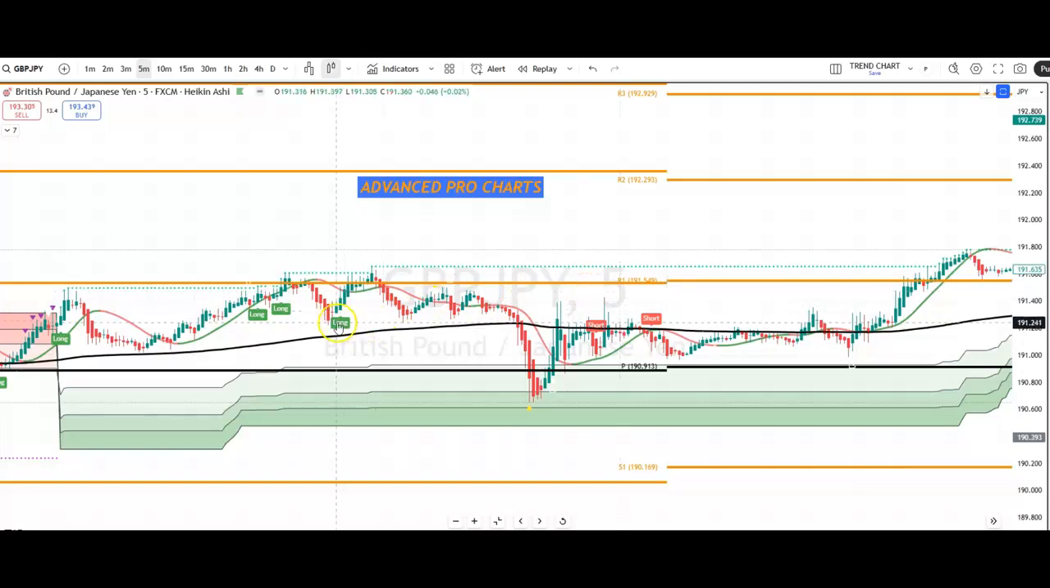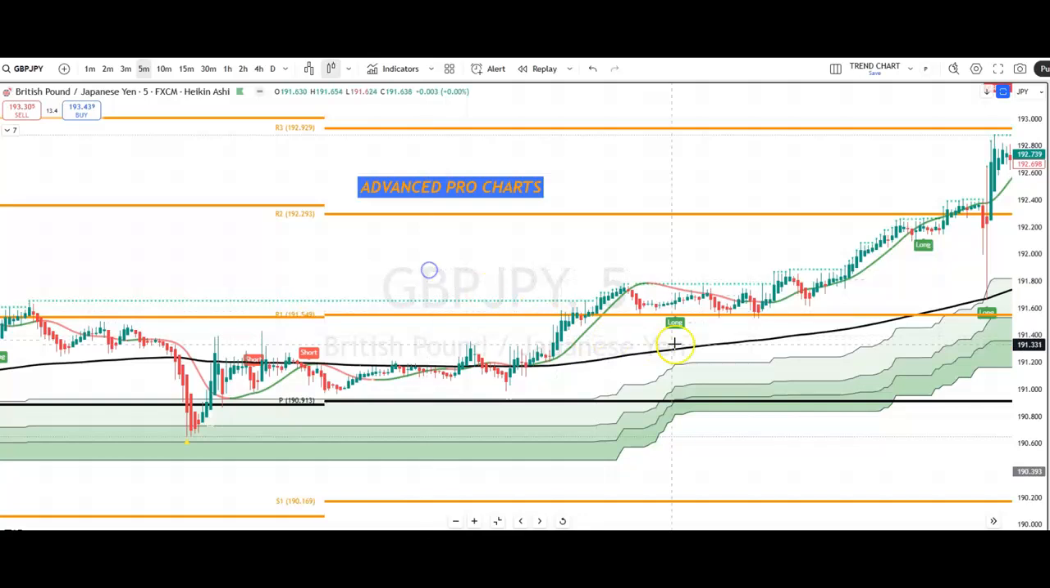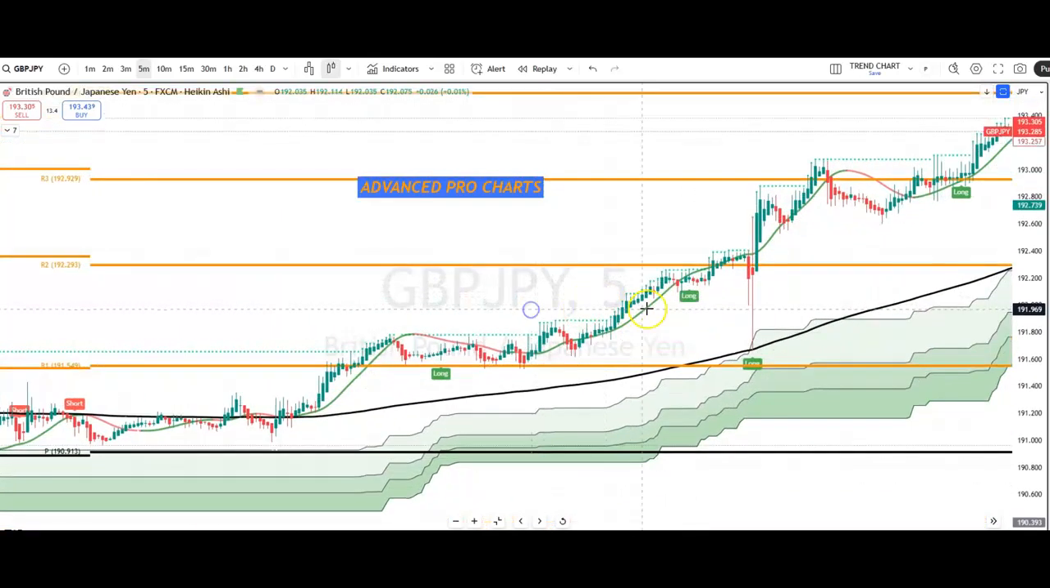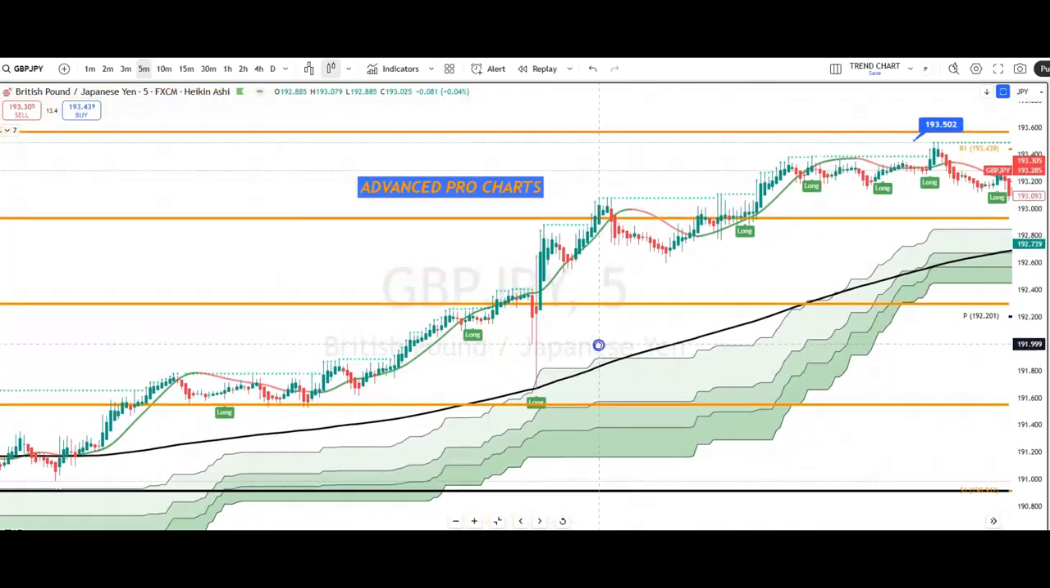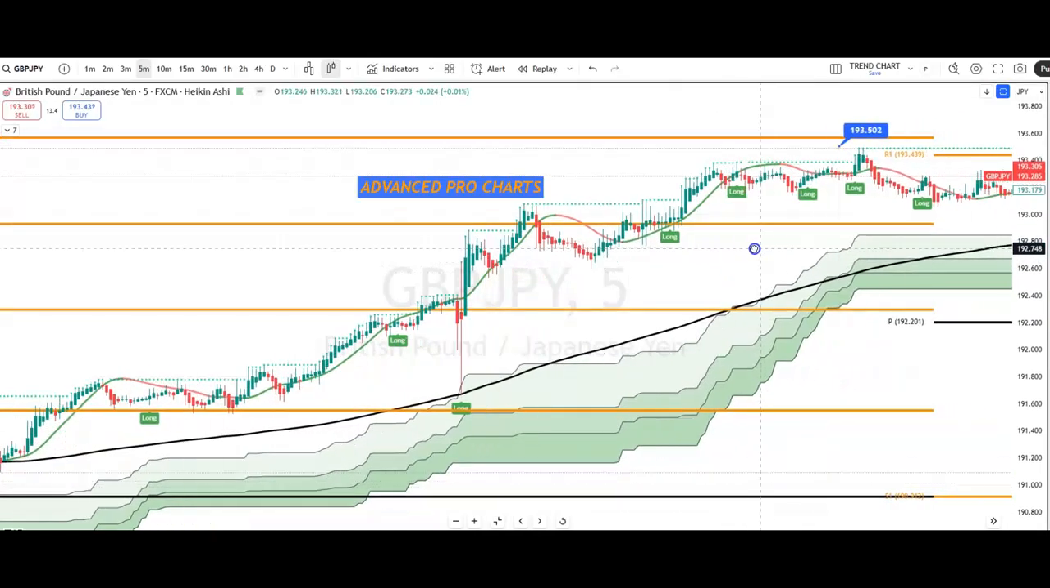There's a long position here. Long position here. So there's plenty of opportunities to get into the market. Long position here. Long position here. Long position here. And so on and so forth.